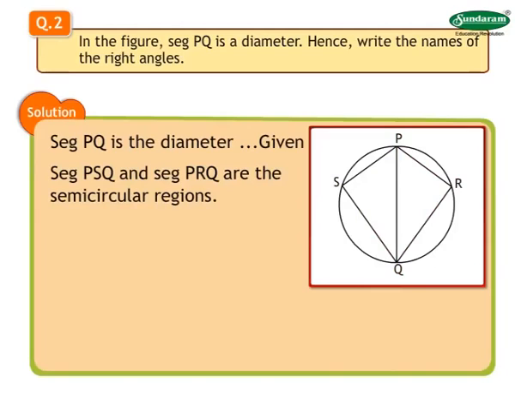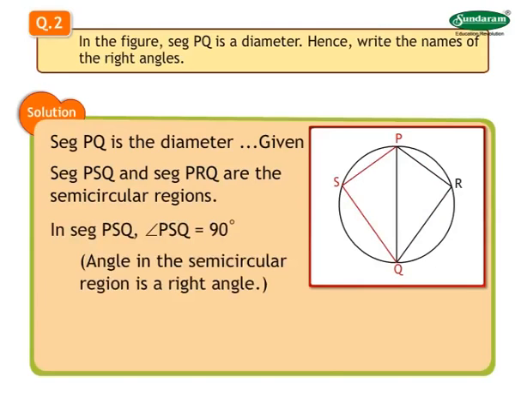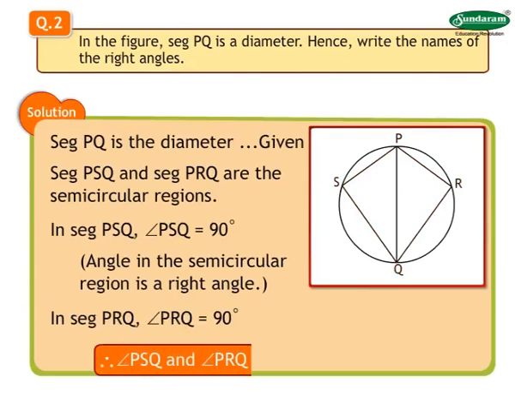We know that the angle in the semicircular region is a right angle. In segment PSQ, angle PSQ is a right angle, and in segment PRQ, angle PRQ is a right angle. Hence, angle PSQ and angle PRQ are the right angles.